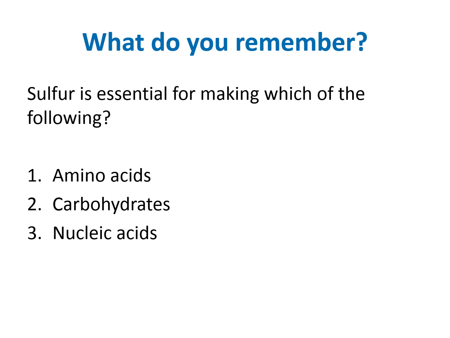Sulfur is essential for making which of the following? Would that be amino acids, carbohydrates, or nucleic acids? Amino acids. Cysteine and methionine are your two amino acids that require sulfur. Most importantly, cysteine is important in reinforcing protein structure. So without sulfur, you'd have denatured proteins floating around in the cell, and they aren't good for anything.